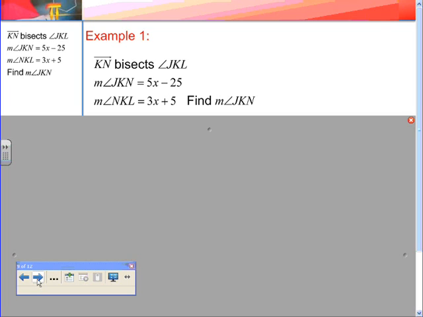So here's our example. Let's say that we know ray KN bisects angle JKL. So that's the given information. Let's say we also know that the measure of angle JKN is 5x minus 25, and the measure of angle NKL is 3x plus 5. We want to find the measure of angle JKN.